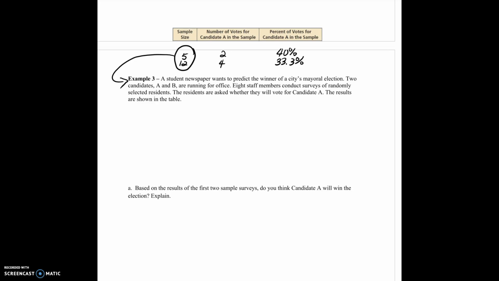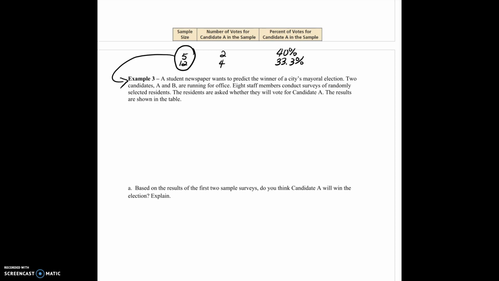All right, in this video, we're going to take a look at another survey that was taken and compare how sample size may change our conclusions about our data. My chart, for some reason, didn't transfer over well, so I'm just going to write in the parts that we need. So if we look at the first two rows of the chart, it says a student newspaper wants to predict the winner of the city's mayoral election.